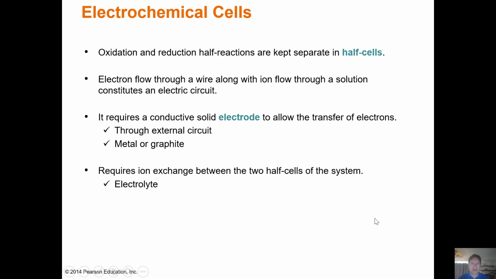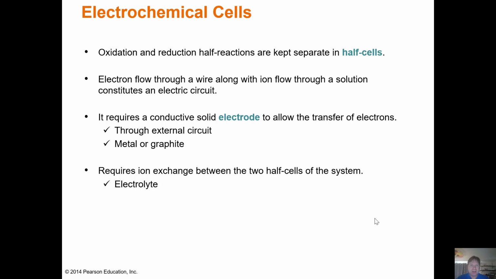So a couple of things we're summarizing here. Again, we have oxidation and reduction occurring in these separated half cells. So we have basically half reactions occurring in half cells. Electrons flow through the wire that connects these. We need to have a conductive solid electrode to aid with the transfer of electrons that come through that external circuit, the wire. In the example we're looking at here, both electrodes are part of the reaction.